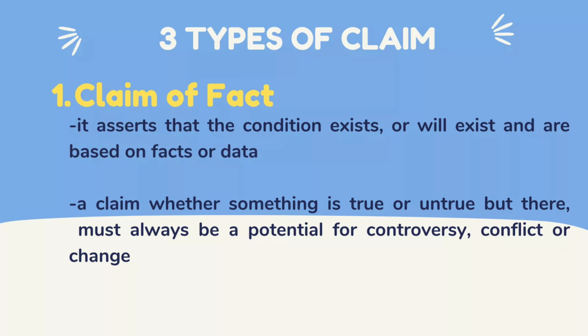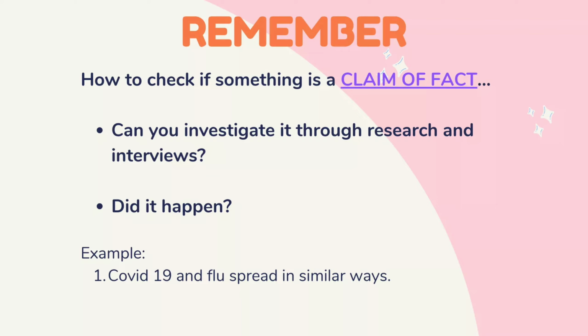In short, this claim of fact is basically debatable yet verifiable. So how to check if something is a claim of fact? Can you investigate it through research and interviews? Did it happen? If so, that is a claim of fact. Example, COVID-19 and flu spread in similar ways. This statement can be investigated through research and interviews. Did it happen? Yes. And so, this is a claim of fact.